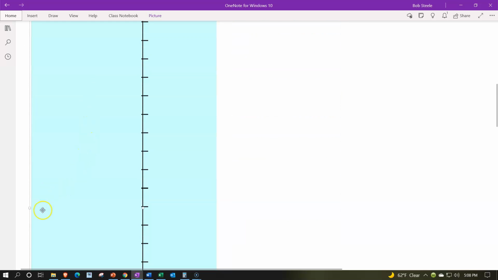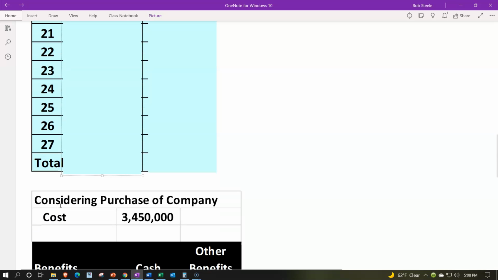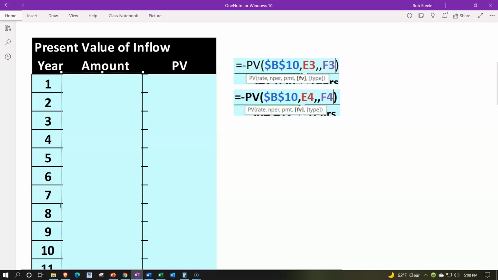So if we were to do this, I'm just going to pick up 27 years. Now, once again, this would be a lot easier to do in Excel. If you want to take a look at how to do it in Excel, it would be more difficult to do this type of method by hand.